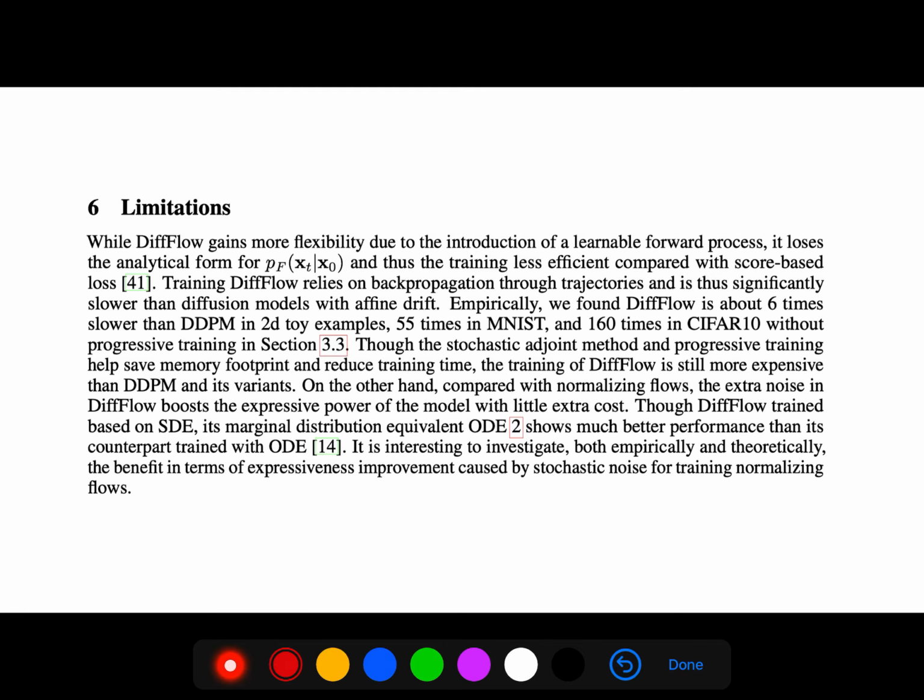While diff flow gains more flexibility due to the introduction of a learnable forward process, it loses the analytical form for p and thus makes training less efficient compared with score-based loss. Training diff flow relies on backpropagation through trajectories and is thus significantly slower than diffusion models with affine drift. So diff flow is about 6 times slower than DDPM.